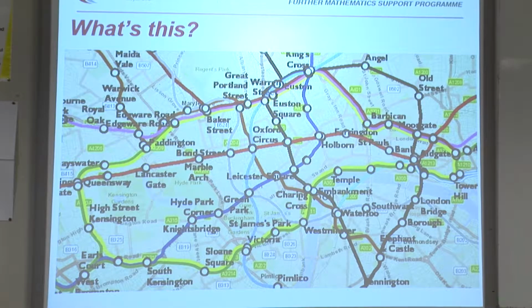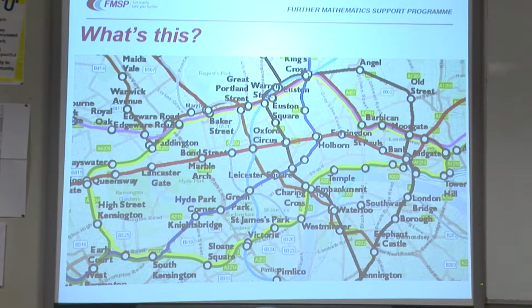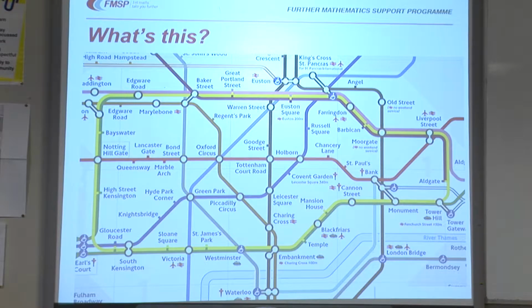Can anyone tell me what you're looking at here? A map of the London Underground. A map of the London Underground, good, okay. And what we're looking at this time? What I wanted them to get from the activity is that we are taking the ideas that they've met in Discrete maths and using them to model real-world situations.